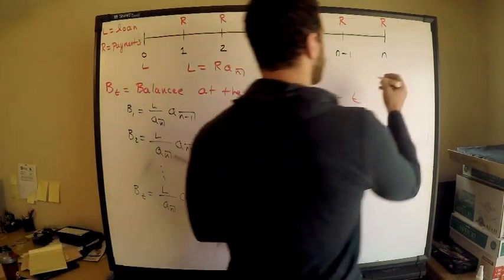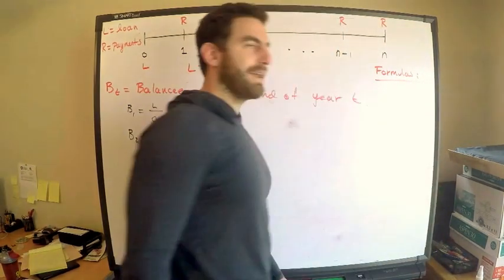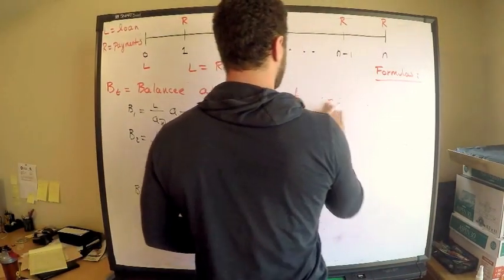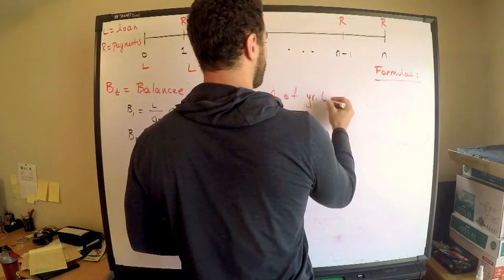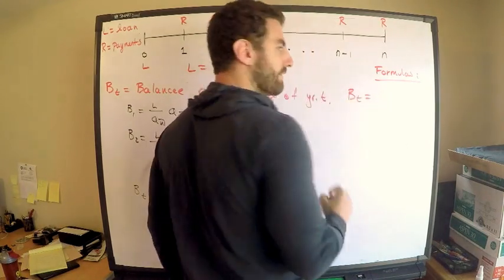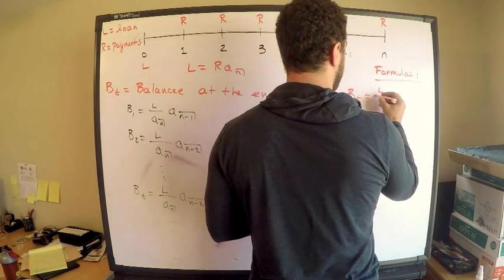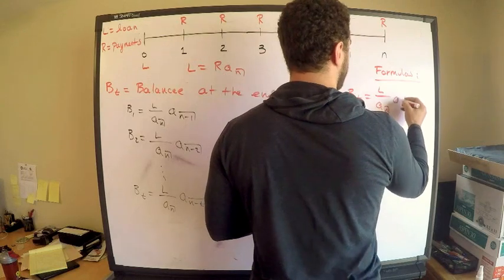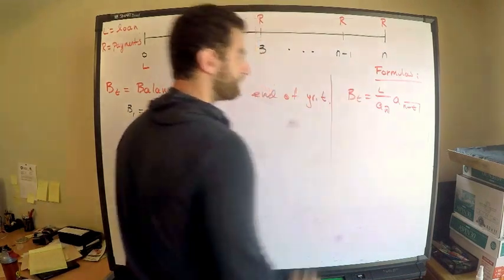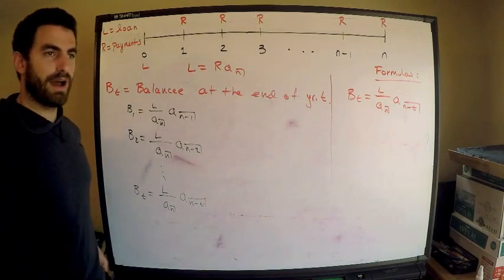So let me make a list of my formulas over here. These are my amortization formulas. Item number 1 is the balance. BT, the balance at the end of year T, prospectively, is L over A angle N, A angle N minus T. Okay, so this is the first thing I have. Definitely quite useful.